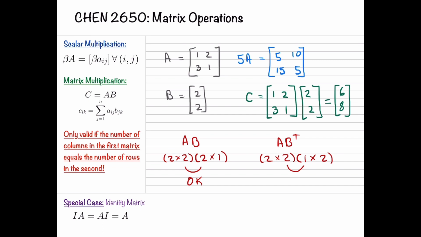For the case of A times B transpose, now we have a 2 by 2 times a 1 by 2 because we've taken the column vector and made it a row vector. And we can see if we consider the inside dimensions, as indicated by that little half circle there, this would not be defined because those two numbers do not match.